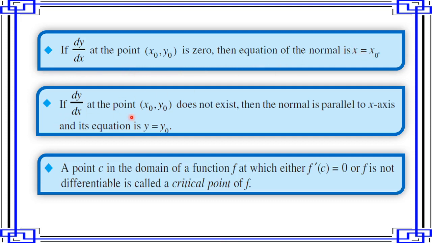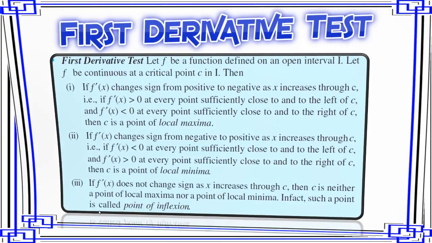And if this derivative does not exist, then the normal is parallel to x-axis and its equation is y equal to y0. A point c in the domain of a function f at which either f'(c) is equal to 0 or f is not differentiable is called a critical point.